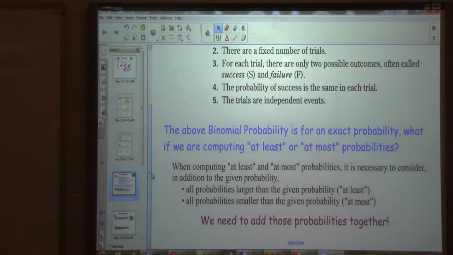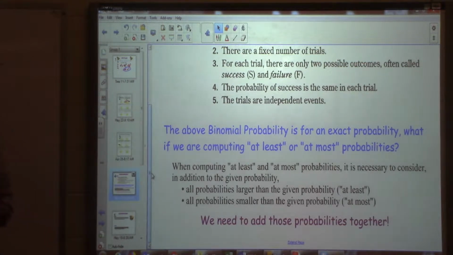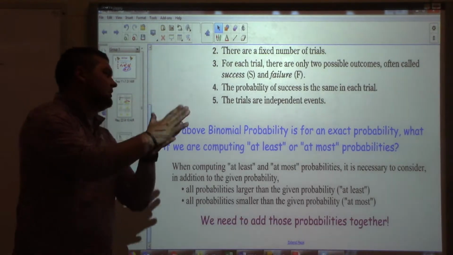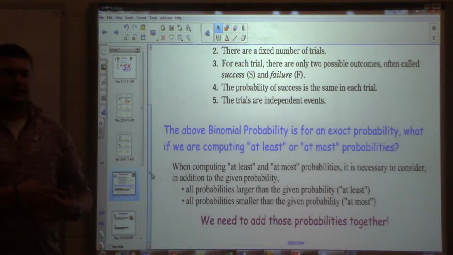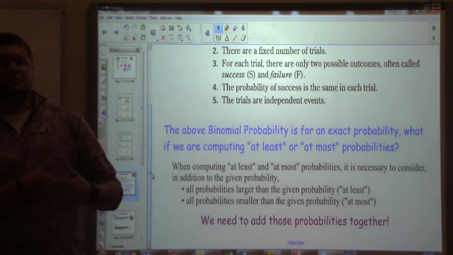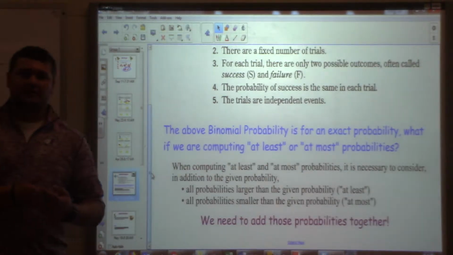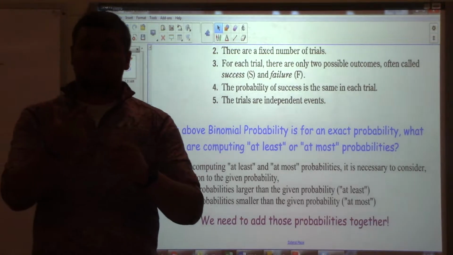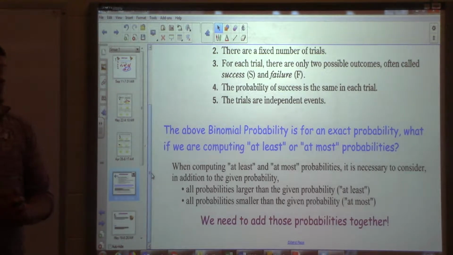Now, those were all features of exact probability. Right? That's what we did on Friday. We did exact numbers. I want to flip a heads exactly 3 times out of 6. I want to roll a 6 exactly 5 times out of 10. Now, what about if we're computing at least or at most probabilities? So instead of saying I want to flip exactly 3 heads, I want to flip at most 3 heads out of 6 flips. How many can I get? I can get 0, 1, 2, or 3.